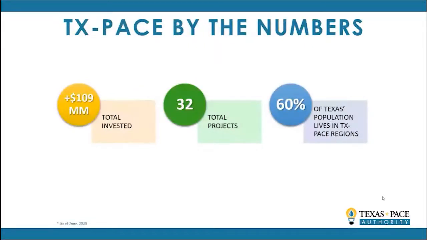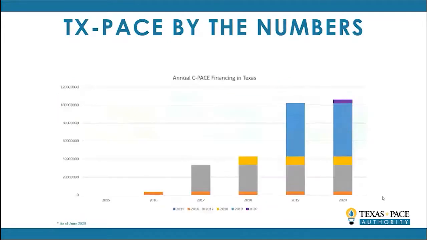So by the numbers, as we said, to date, over $109 million has been invested in the Texas PACE market. This is 32 projects, and over 60% of the Texas population lives in regions that have enabled the Texas PACE program. And as you can see, this growth trajectory mirrors the national pattern that you saw on the earlier slide.